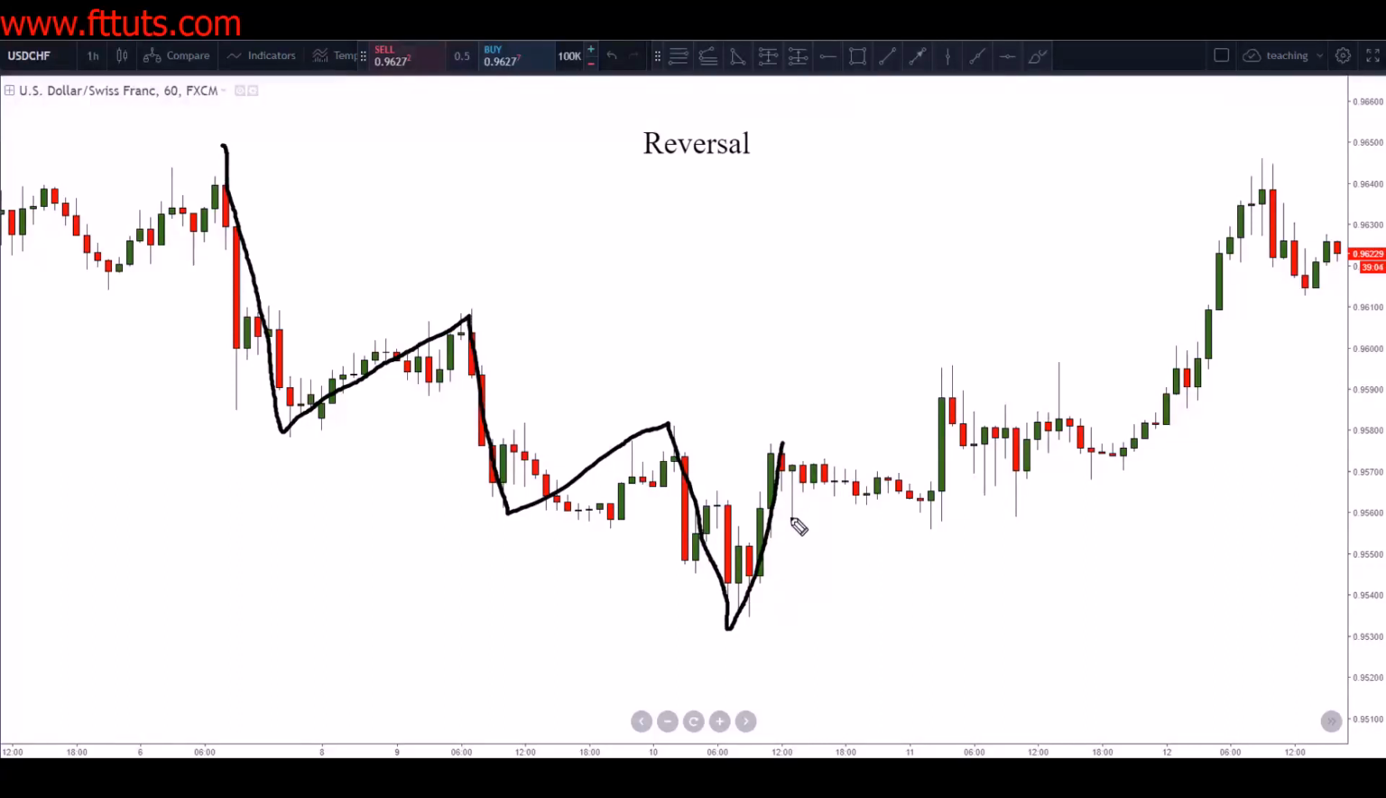We get a 1, 2, 3 possible reversal move. After this 1, 2, 3 move, what we're looking for is possible reversals out of the market. So when you're looking at market structure, this is what that possible reversal will look like. It'll look like a 1, 2, 3 move. And then after that 1, 2, 3 move, there's a couple of different ways.